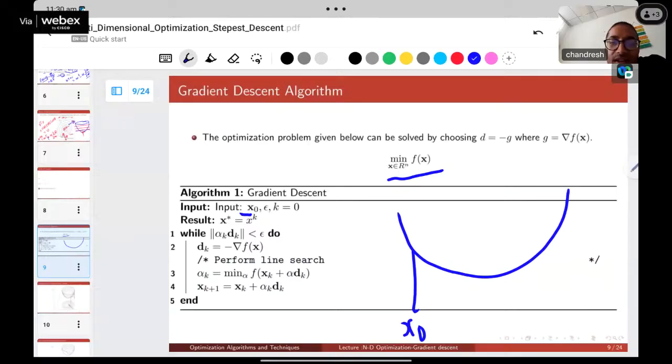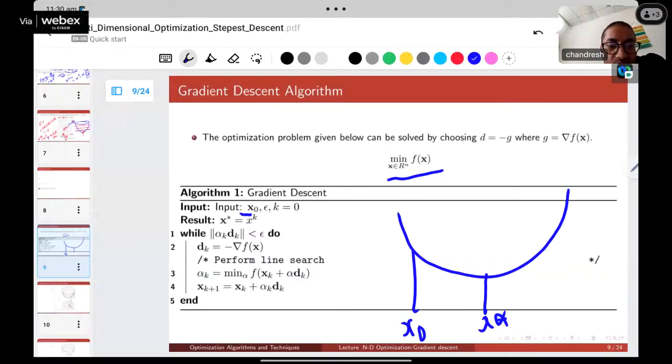Then epsilon is your threshold to check something. I'll tell you in a moment what we are doing. And k is our iteration number: first iteration, second iteration, and so on. After the algorithm terminates, it will give this x star. Our goal is to reach x star.